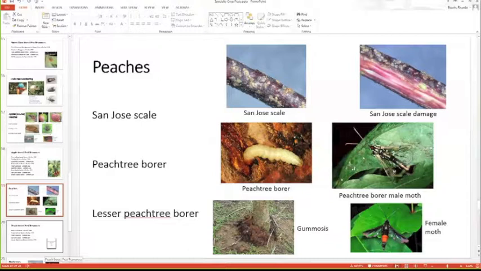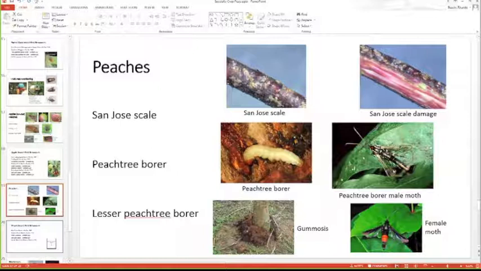In terms of peaches, there are a few other pests, not only the ones I just mentioned, but these are in addition to that. San Jose scale. Peaches are very, very susceptible to San Jose scale. San Jose scale injects a saliva that's toxic to the plant, and it can kill limbs or kill trees. And so you can see with the San Jose scale, when you peel the bark back, you can see the damage to the wood from that saliva underneath.